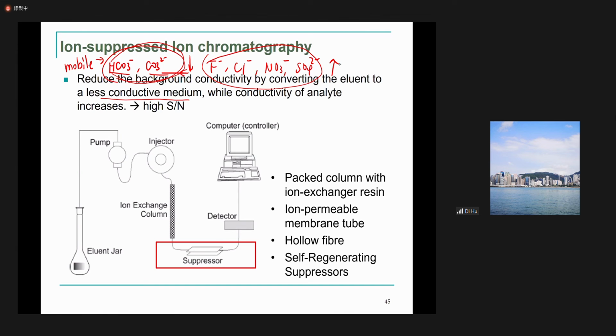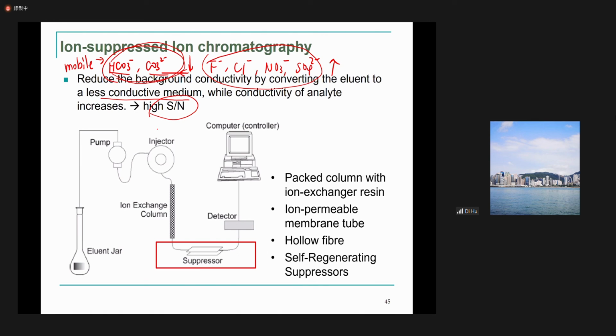Because you want to lower the signal from the background, overall you have a higher signal to noise ratio. That is the idea of where the suppressor comes from. So, to suppress what? To suppress the signal coming from the mobile phase, the background signal. The suppressor is needed when conductivity detectors are used.